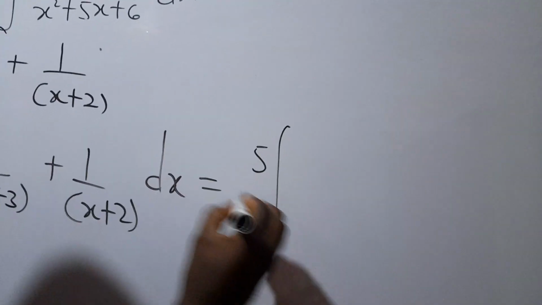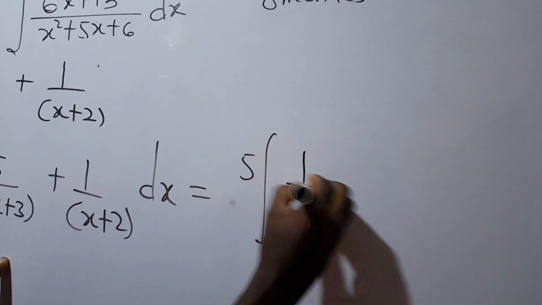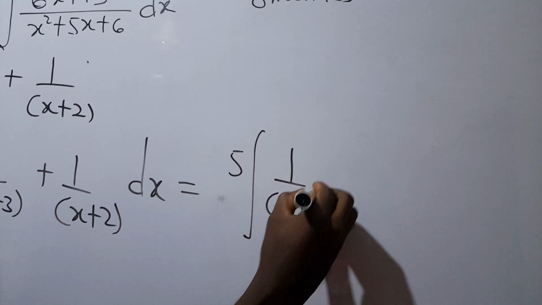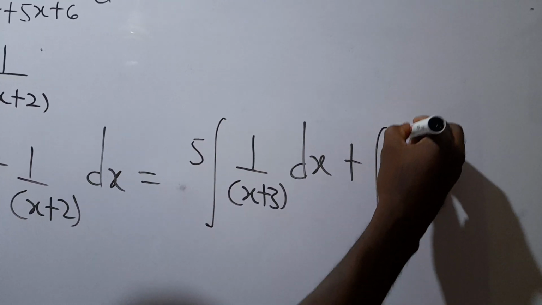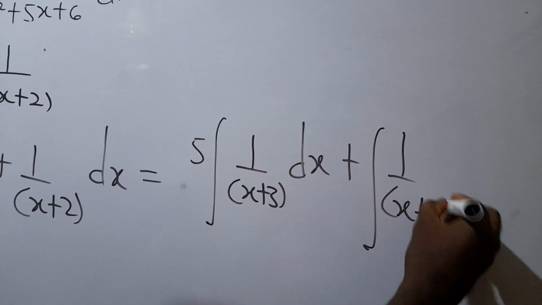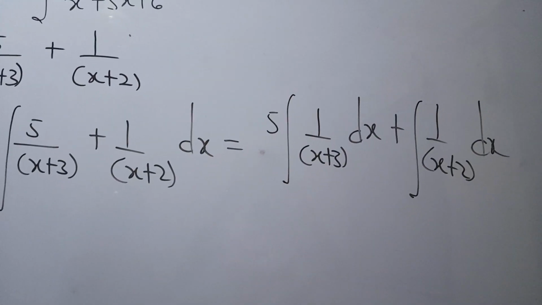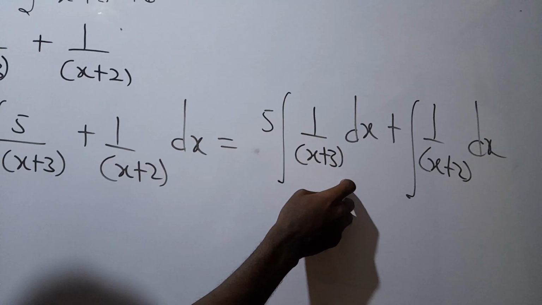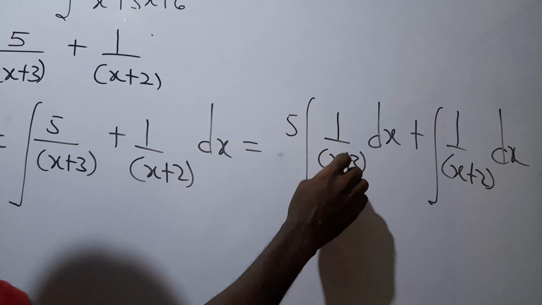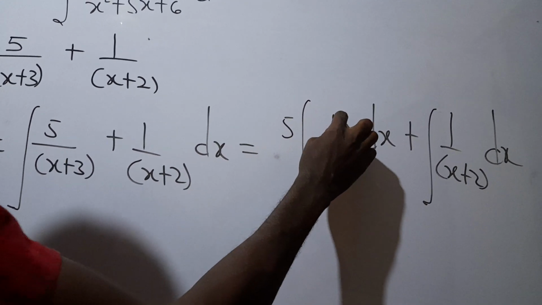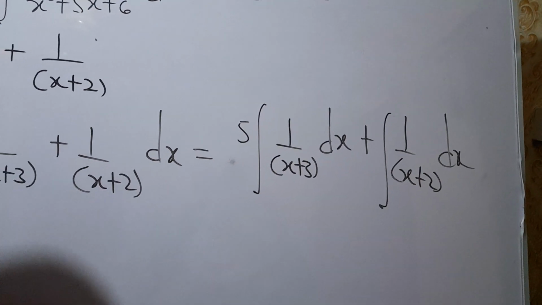5, the integral of 1 over x plus 3 dx, plus the integral of 1 over x plus 2 dx. Now remember, when we let x plus 3 be equal to u, we can integrate this by substitution and we'll get ln x plus 3 as the result. And this one will also be ln x plus 2.